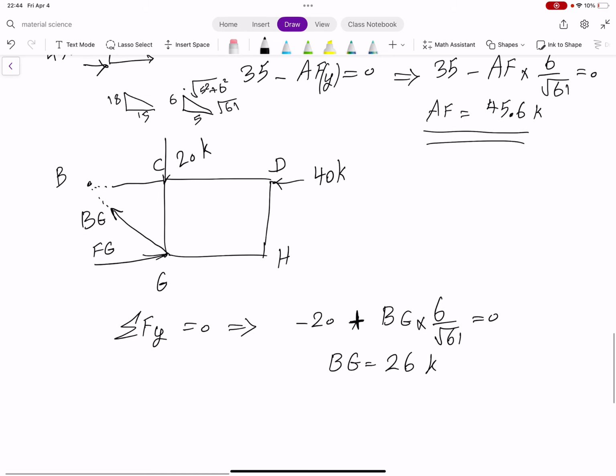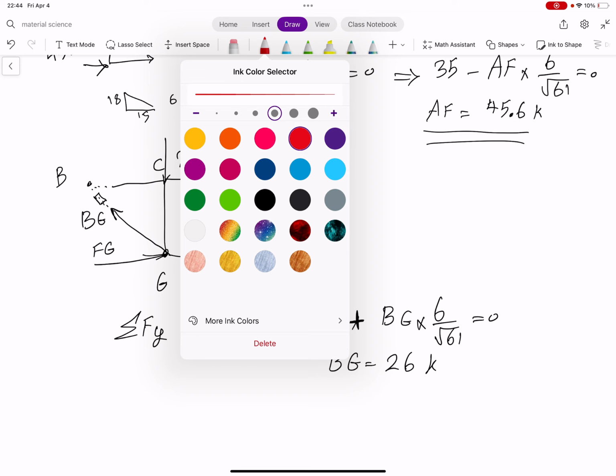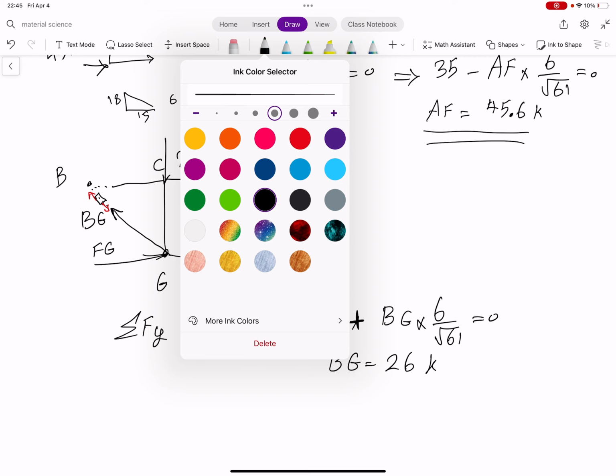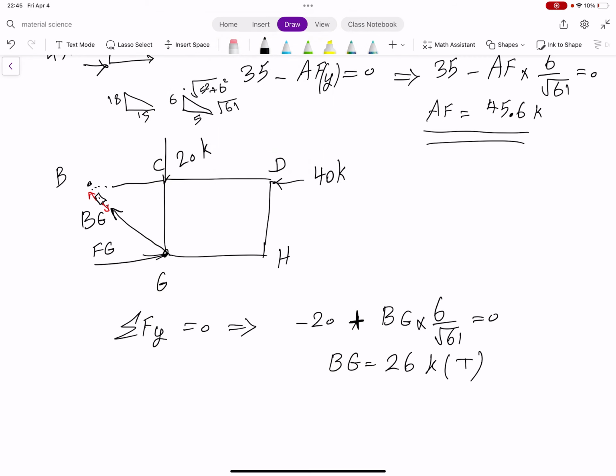And you should show whether it is tension or compression. As you see, it's going out from this point, so it should be tension, because if I draw the member, you remember the member has to balance it, right? So you have to draw it this way, so it's gonna make it a tension. So make sure at the end you write T or tension. So that's BG. What else?